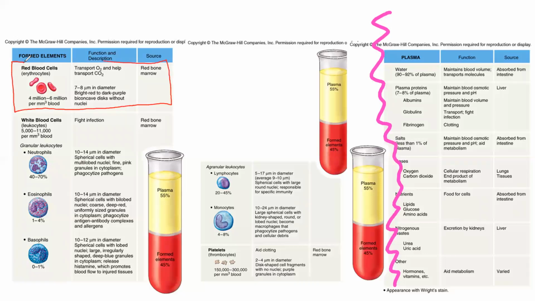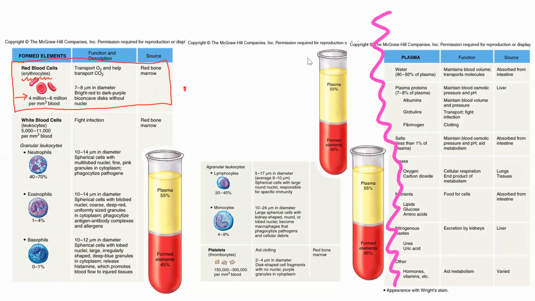So the red blood cells are known as erythrocytes. That's a fancy scientific name where the prefix erythro means it relates to red blood cells. In terms of number, there are 4 to 6 million per cubic millimeter of blood. Cubic millimeter is like 1 millimeter by 1 millimeter by 1 millimeter, like that. Tiny. There are 4 to 6 million red blood cells in there.